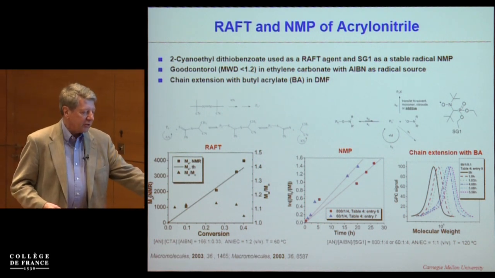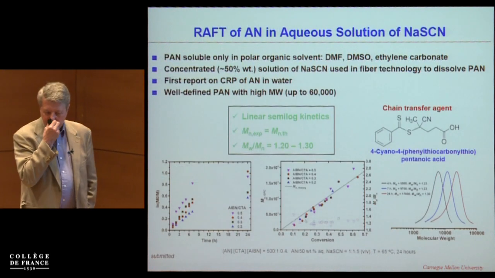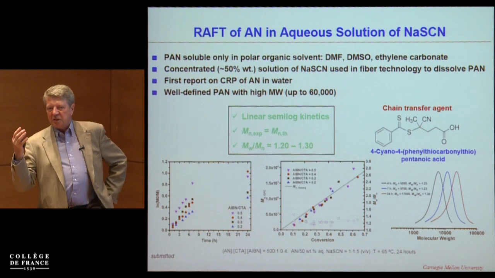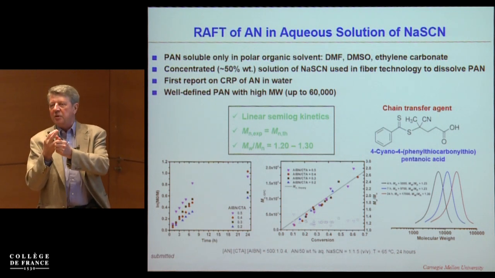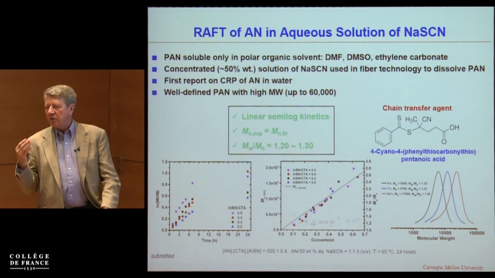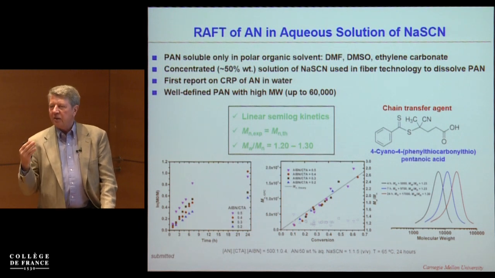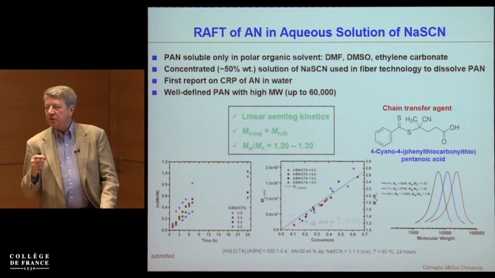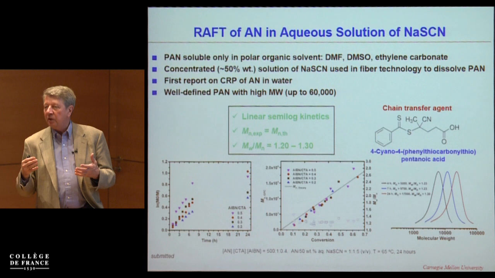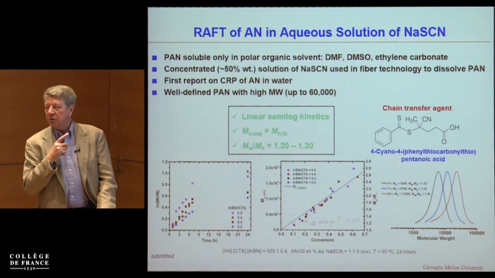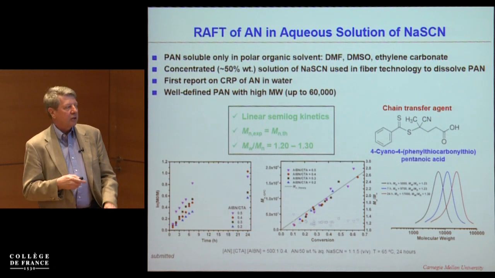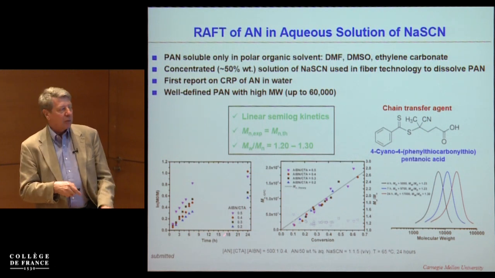Now, there is another interesting possibility that I told you. Polyacrylonitrile is soluble essentially in DMF, DMSO, ethylene carbonate, but also in a very highly concentrated solution of isocyanate. Sodium isocyanate, 50 weight percent, dissolves polyacrylonitrile. In fact, it is used commercially to make polyacrylonitrile fibers. So we recently submitted a paper.